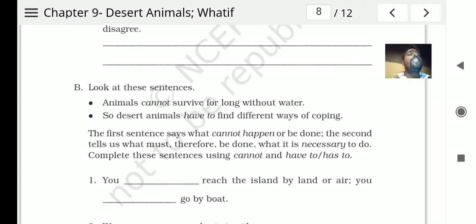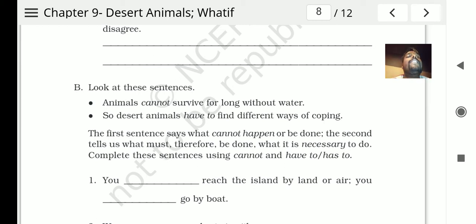We have been discussing the exercise part of the lesson called desert animals. In today's session, I am here to discuss the last part of the exercise, that is B section. Okay, let us begin to discuss. To solve this exercise, I would like to read out the question.